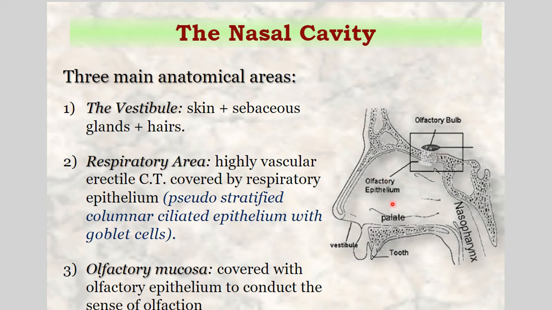Then in the respiratory area the lining is pseudostratified columnar ciliated epithelium with goblet cells, and then we have the olfactory mucosa, which is covered by olfactory epithelium to conduct the sense of olfaction or smell.